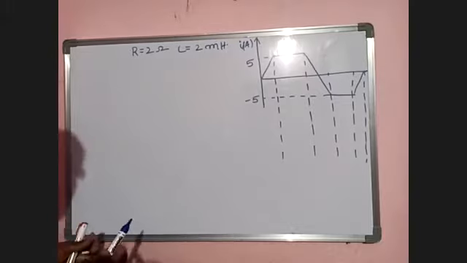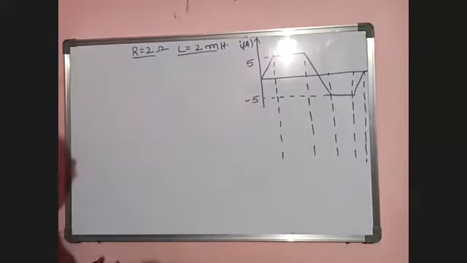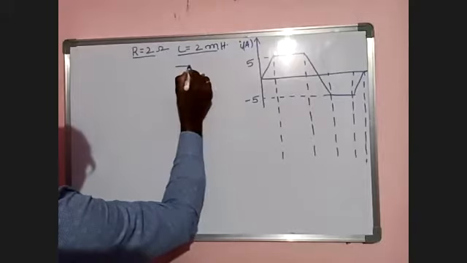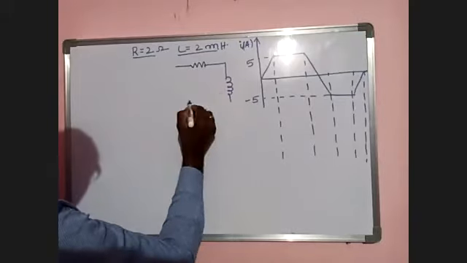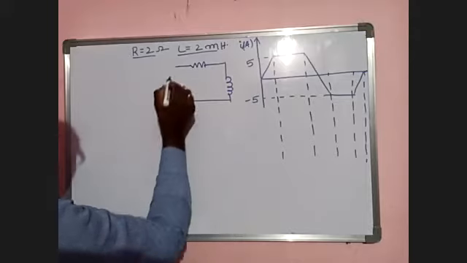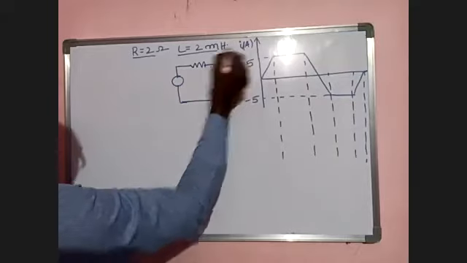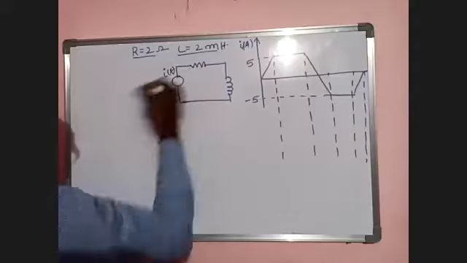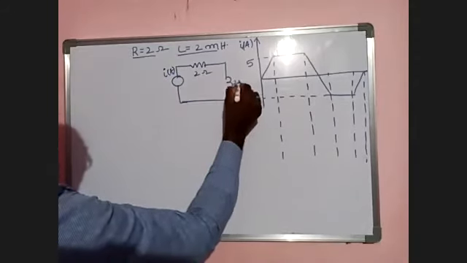Okay. So now we'll go to the third problem. Consider an RL series circuit. For this RL series circuit, the input is given as I, where R is equal to 2 ohm and L is equal to 2 millihenry.